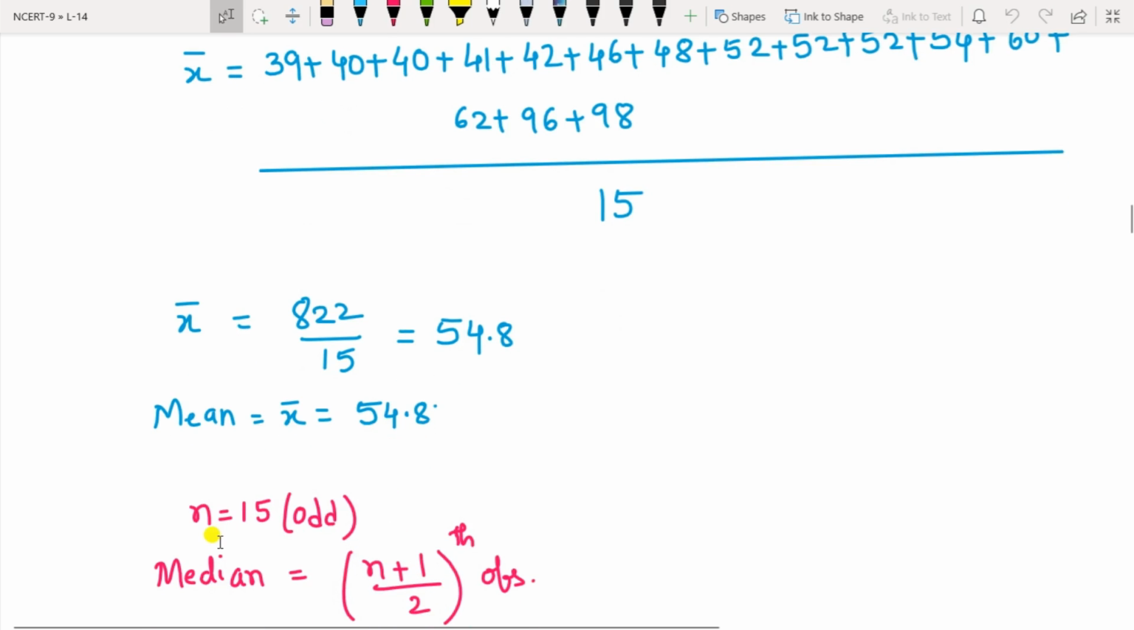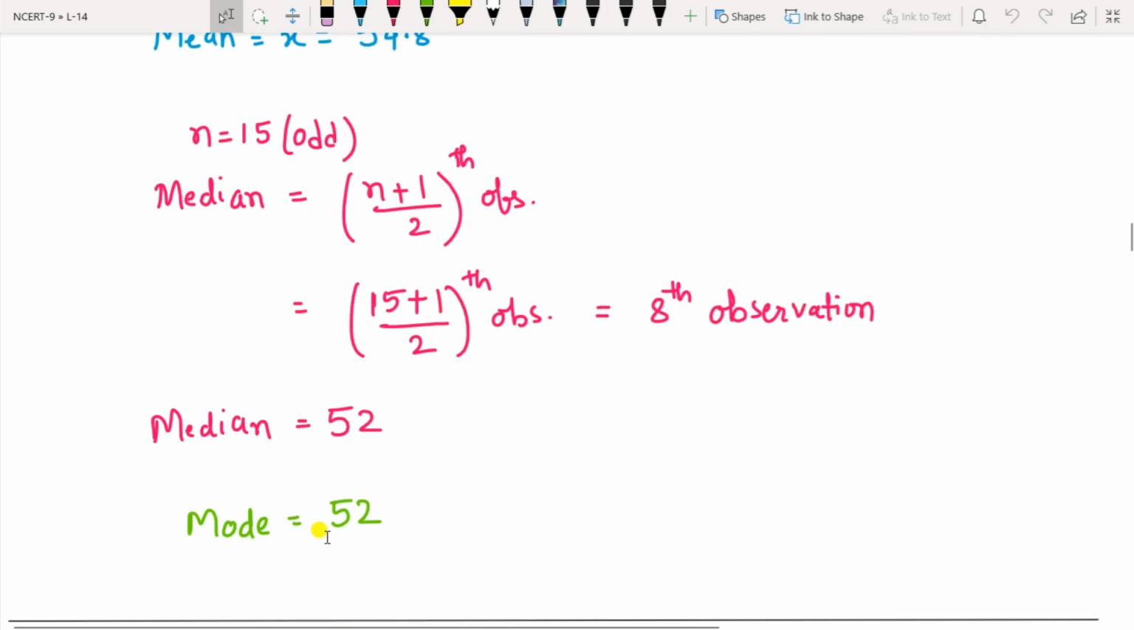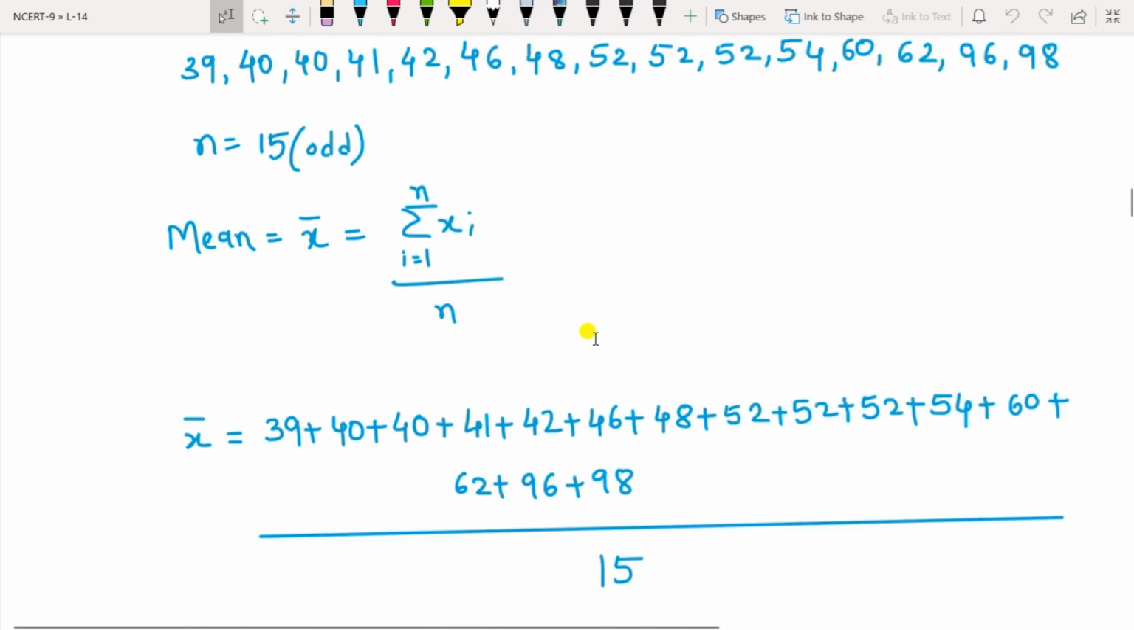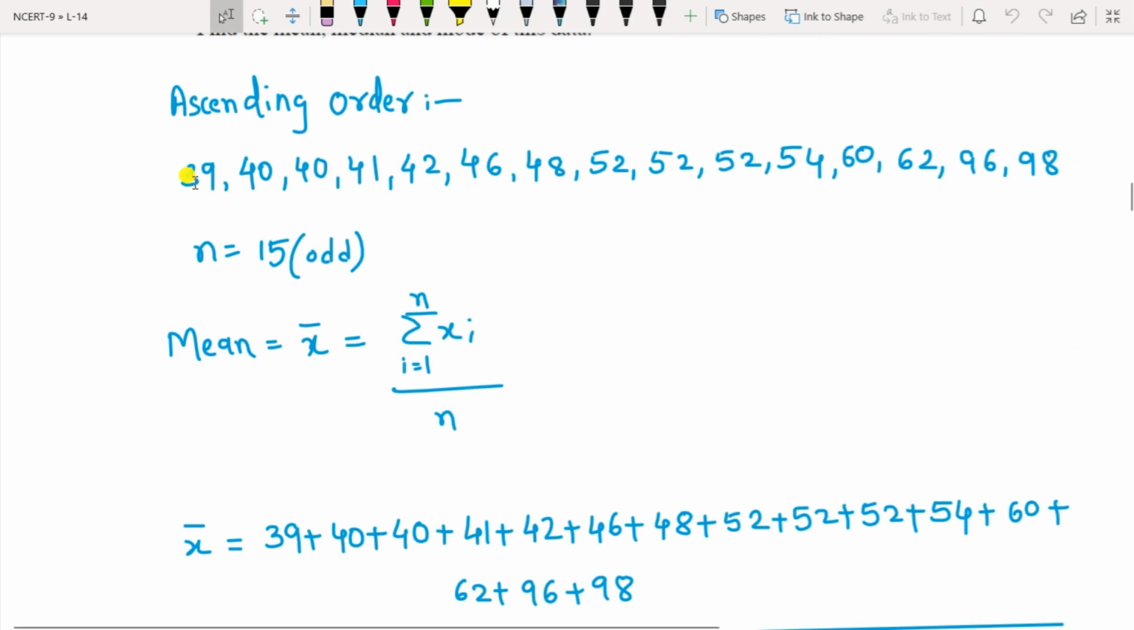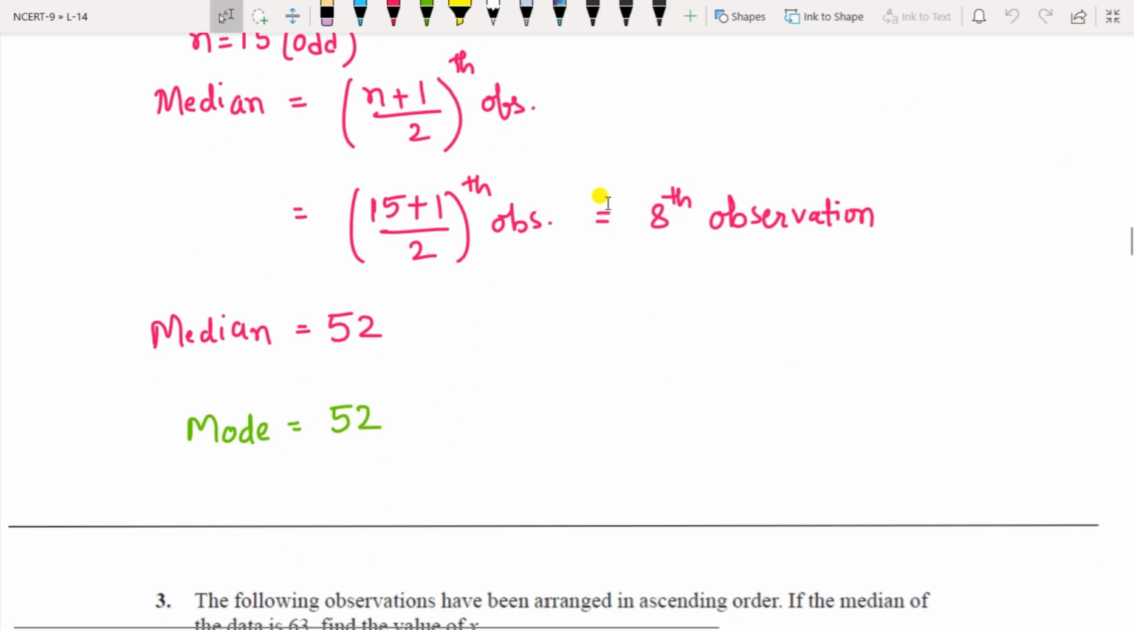Now n is 15, so it is odd. For odd, write the median formula: n plus 1 by 2th observation, that is 15 plus 1 by 2th observation, which is the 8th observation. 15 plus 1 is 16, by 2 is the 8th observation. Now from the observations you have to see which one is the 8th observation. Count it: 1, 2, 3, 4, 5, 6, 7, 8. So it is 52. Therefore the answer here is 52.